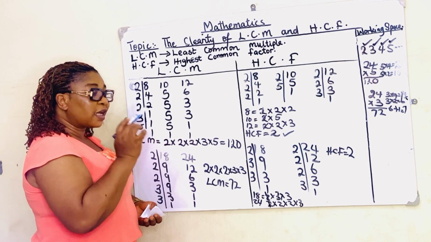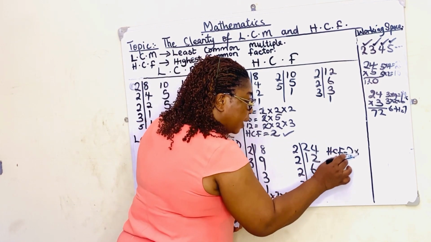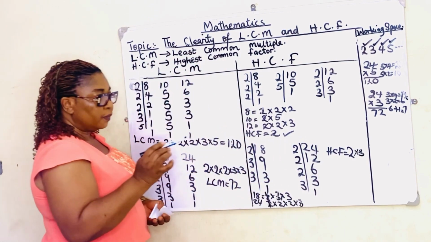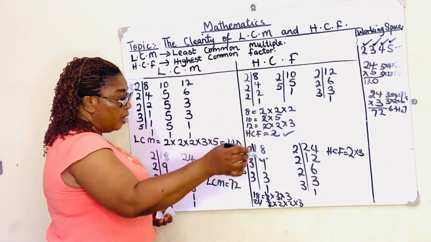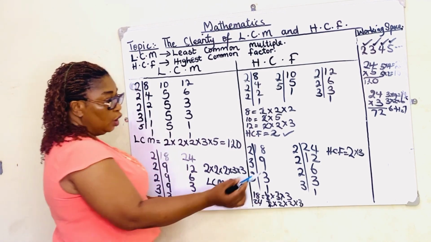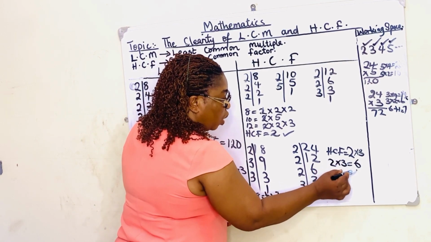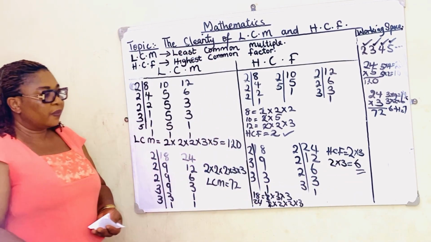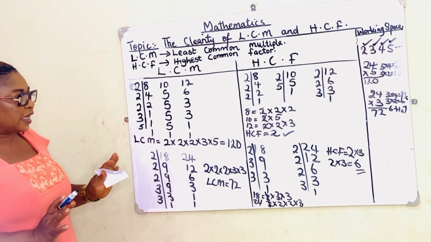So that 3, that second number I saw, will be multiplied by 2. If I see another number, I multiply, but I cannot see another number that is the same. So I saw only 2 times 3. So the H.C.F. is what? 6.